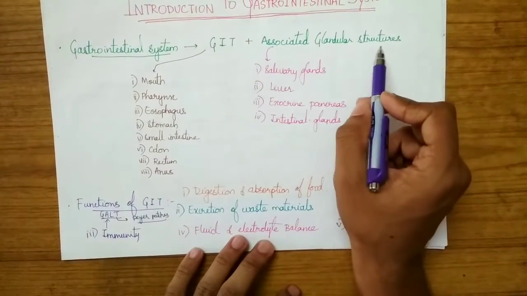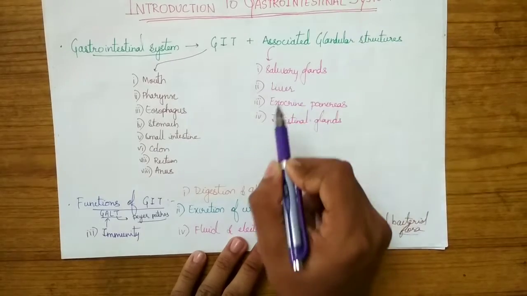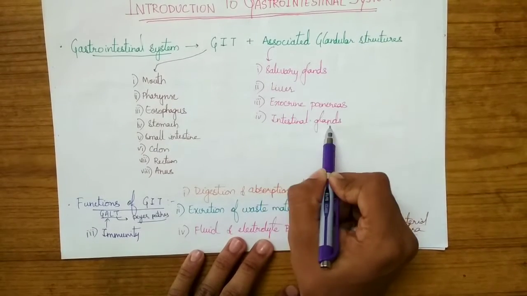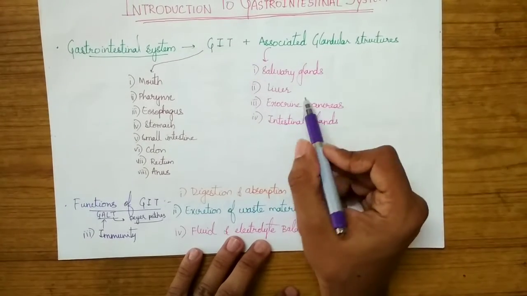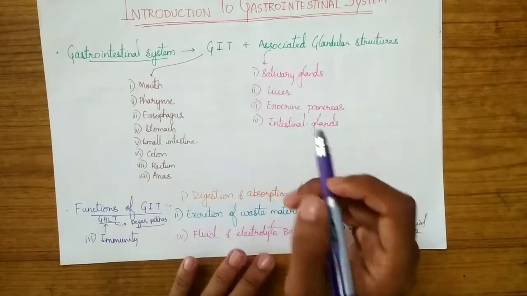Under the associated glandular structures, they contain salivary glands, liver, exocrine pancreas, and intestinal glands. These glands secrete various secretions which help in the digestion and absorption.